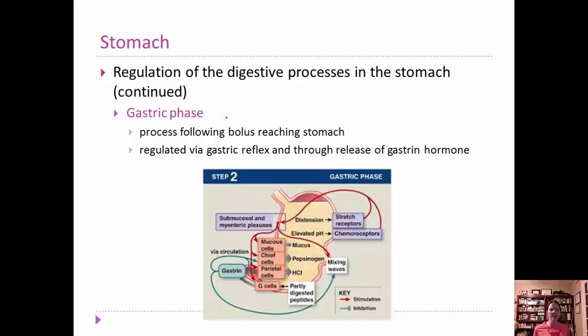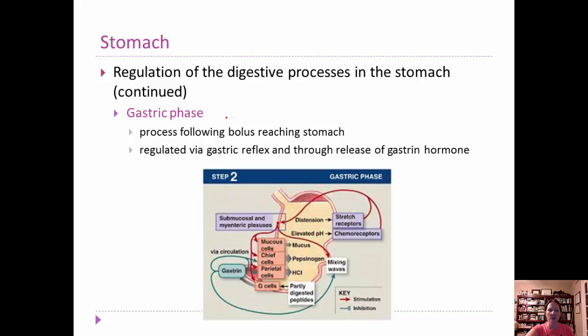So this is going to be the gastric phase, and there's a couple of things that are going to set this off. As soon as that bolus reaches the stomach, your stomach is going to stretch out. It is going to distend. So those stretch receptors are going to go back to the plexuses that are going to be there, and that is going to set off a couple of things that we'll talk about here.